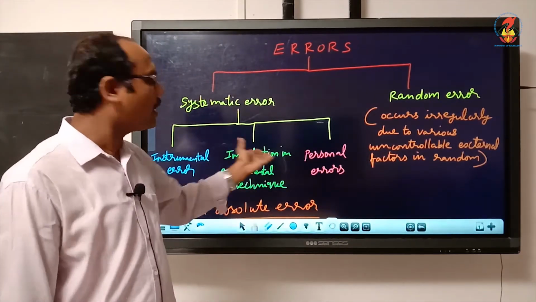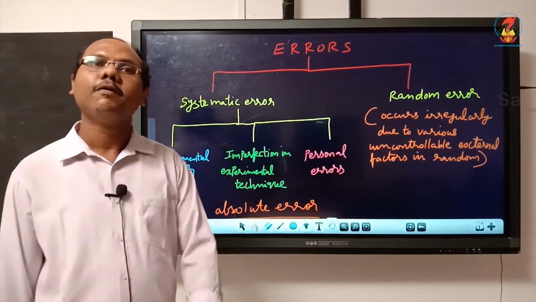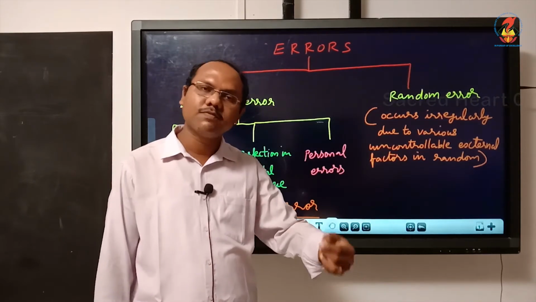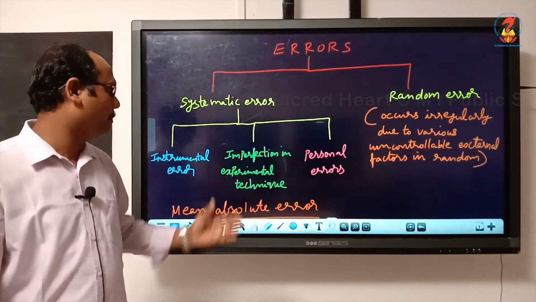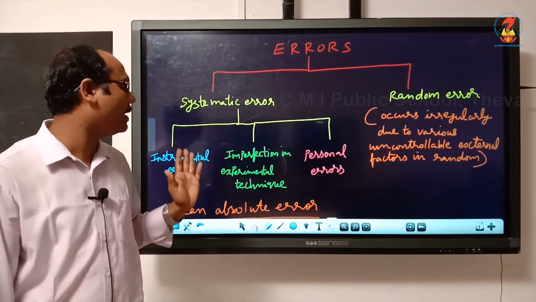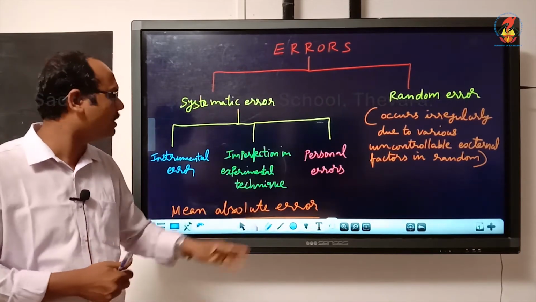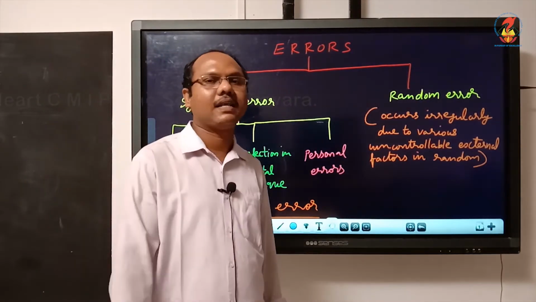So you understood these things. Now how will I correct the instrumental error? Always buy a branded one, and if the thing has worn out, replace it with a new device. How to minimize the experimental error? Learn how to take the reading. What are the experimental setups to take the reading? Then the imperfection in experimental technique can be rectified.